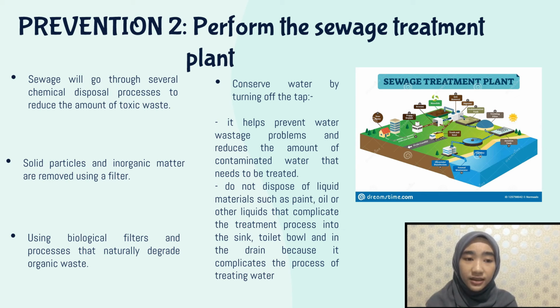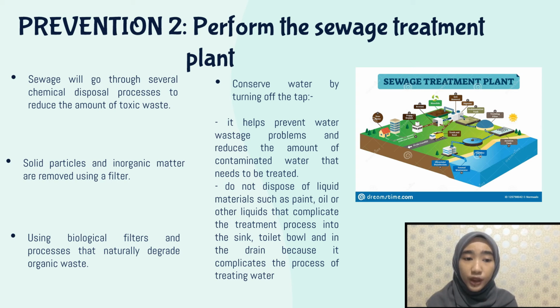Conserve water by turning off the tap. It helps conserve energy and reduce carbon pollution. It helps prevent water wastage problems and reduce the amount of contaminated water that needs to be treated. Just by turning off the tap while you brush your teeth in the morning and before bedtime, you can save up to 8 gallons of water. That adds up to more than 200 gallons a month.